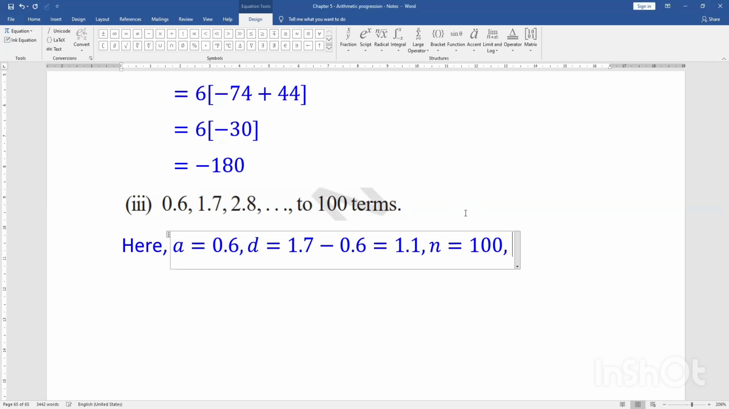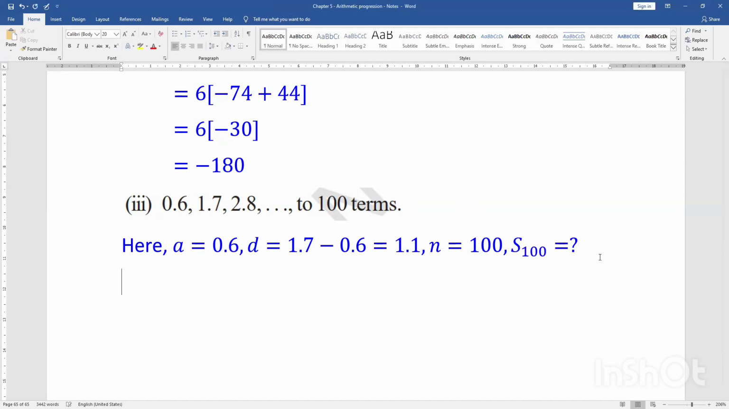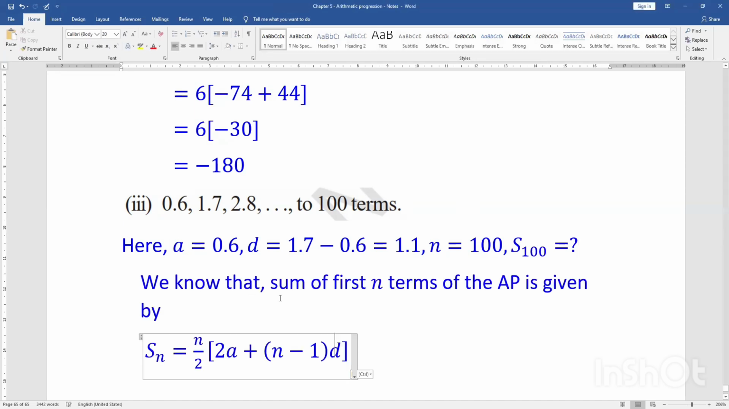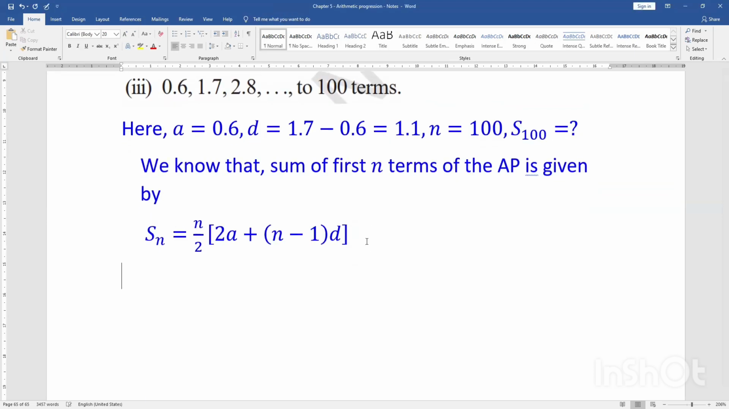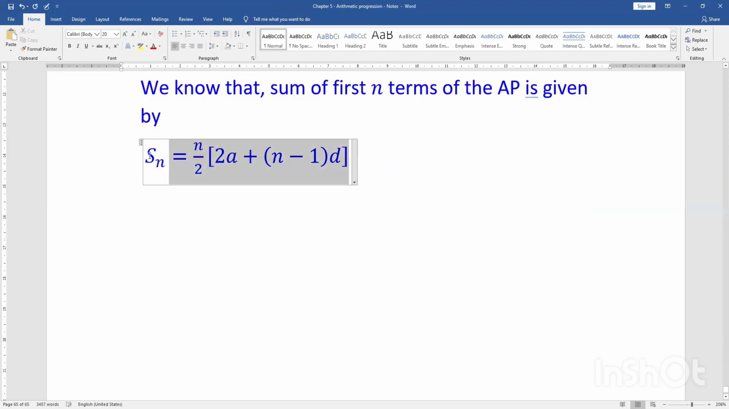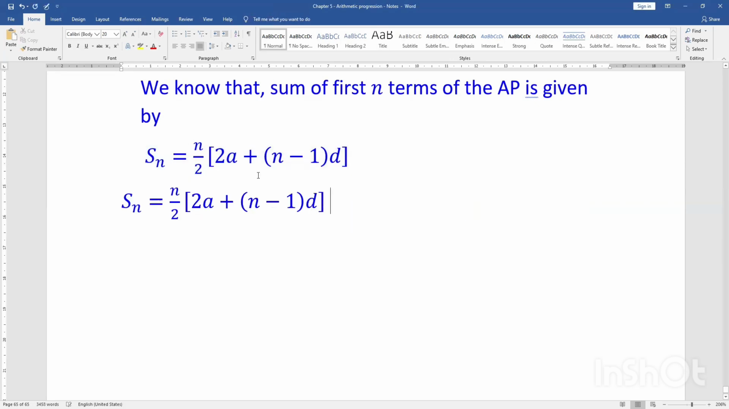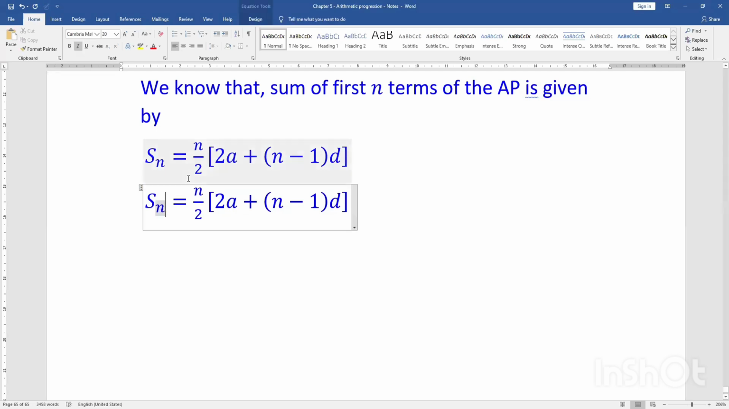And next, what we need to find out? The sum of up to 100 terms, right? So that means take S100 as question mark. Okay. And as usual, we write our Sn formula. And then in my next step, I'll show you the substitution, how we go about it. So now here, I need to find out S100. So where n is there, put 100.